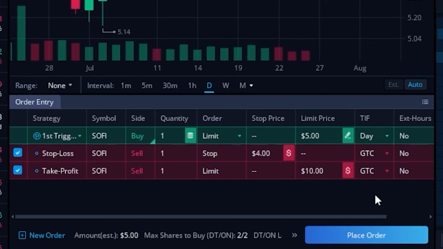And again, the way I have this thing set up right now, I'm essentially saying if SoFi ever drops down to 5, buy me 1 share of stock. Then if it were to drop even further, I don't want to lose too much money, so get me out if it ever drops down to 4. But also if it goes up to 10, sell it because I want to take that $5 of profit off the table. But those are going to be all the order types that you guys currently have available to use within Webull, and hopefully you all feel a lot more comfortable with them after this video.